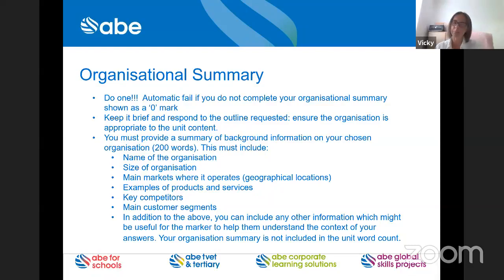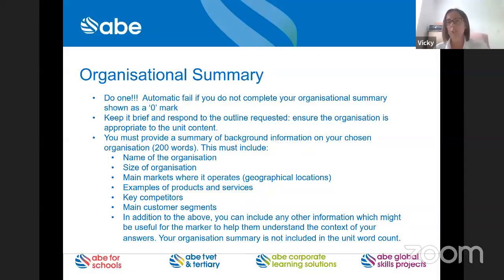Okay, so first of all, with an assignment and an open book exam, there's always an organisational summary that's required. So with the organisational summary, there's some key things that you can see on this slide that need to be included. So typical things like the name of the org, the size, the main markets they operate in, examples of what they do, so their products and services, etc., that you can see there. The key thing with it, though, is that you have a look at the questions first that are in your assessment. And then if you look at the questions that are in the assignment or the open book exam, you can then decide what sort of organisation would best serve you answering those questions.